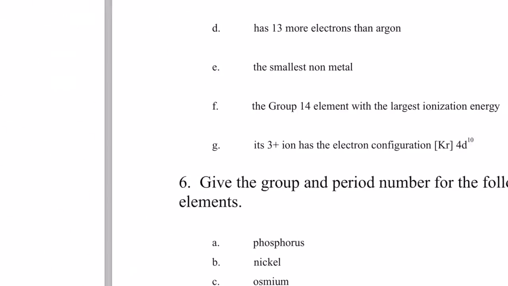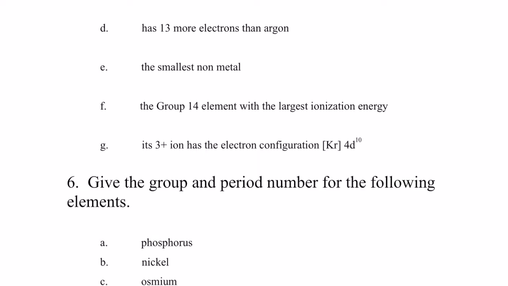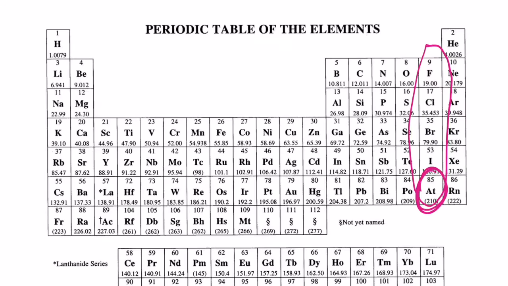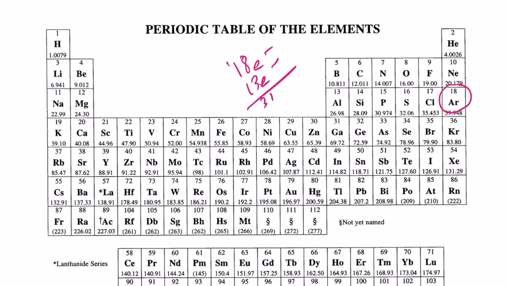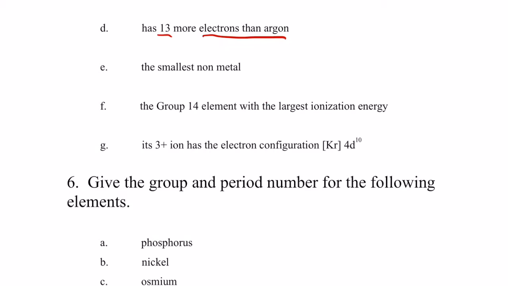Okay, next, the element that has 13 more electrons than argon. So let's find argon. Argon is right here. It has 18 electrons. And if I want 13 more electrons than argon, that would be 31 electrons. Atomic number 31 looks like it's that guy right there, gallium. So I would choose Ga.